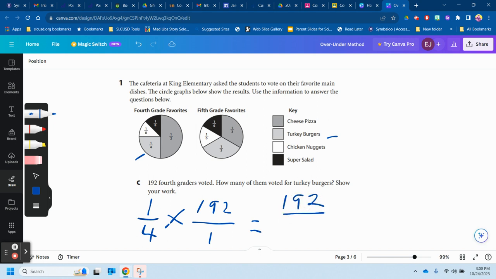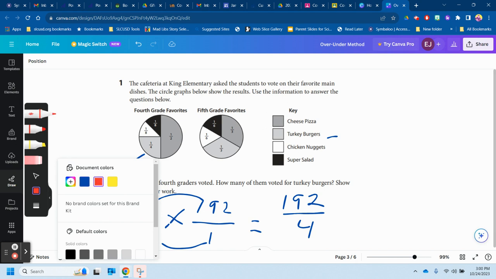192 fourths. Multiplying fractions ain't no big problem. Multiply the top by the top and the bottom by the bottom. 192 fourths. Well, how many is it? How many groups of 4 in 192? Let's work it out. I'll change the colors so we don't get too confused.